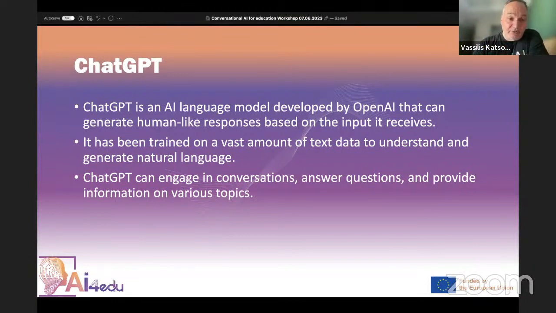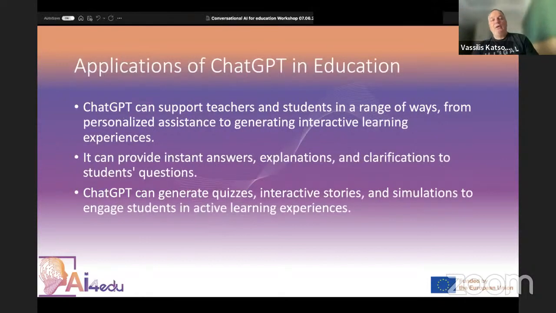It has been trained on a number of different topics, as I said. There are different versions, and the last ones are able to understand not only text, but also other modalities like visual data, like images. So what are the applications of ChatGPT in education?